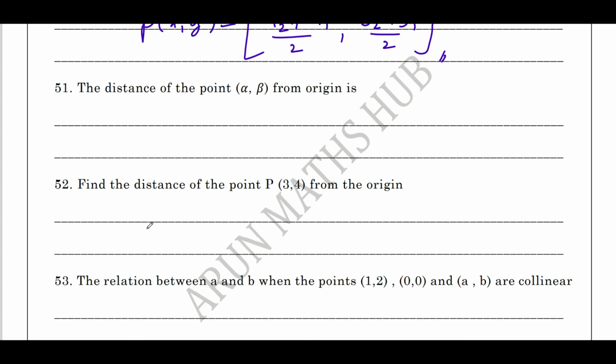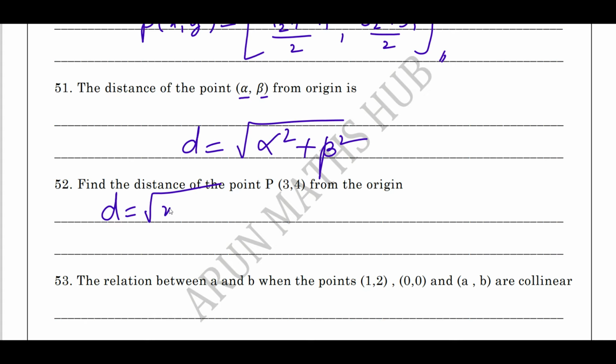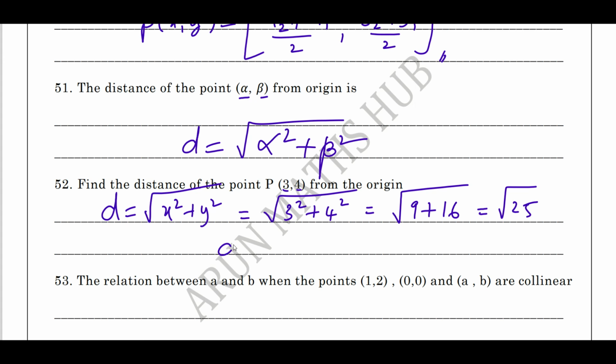Next question, question number 51. The distance of the point alpha comma beta from the origin, instead of x and y we have alpha and beta, therefore d equals square root of alpha square plus beta square. The distance of the point P of 3 comma 4 from the origin, so d equals what? Square root of x square plus y square. x is 3, y equals 4. What we get? 3 square plus 4 square. 3 square is 9, 4 square is 16, square root of 25. d equals 5 units. Square root of 25 is 5.